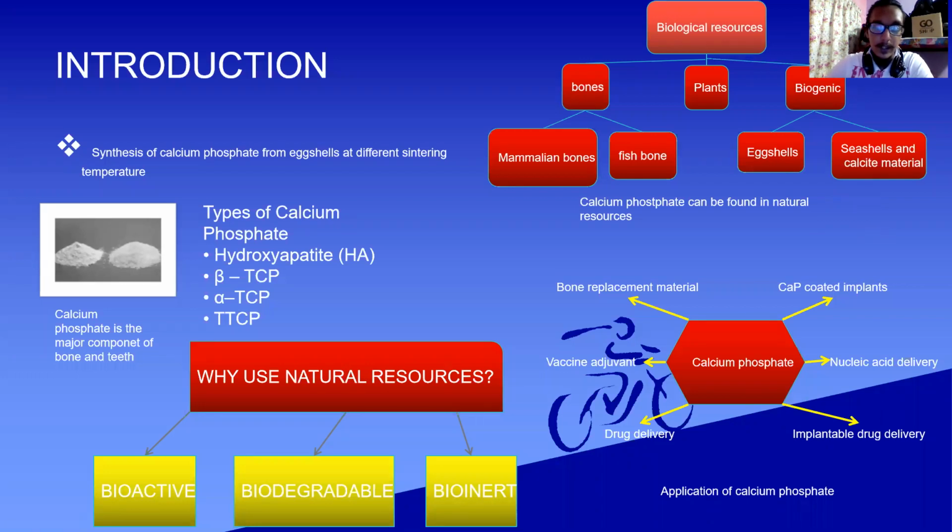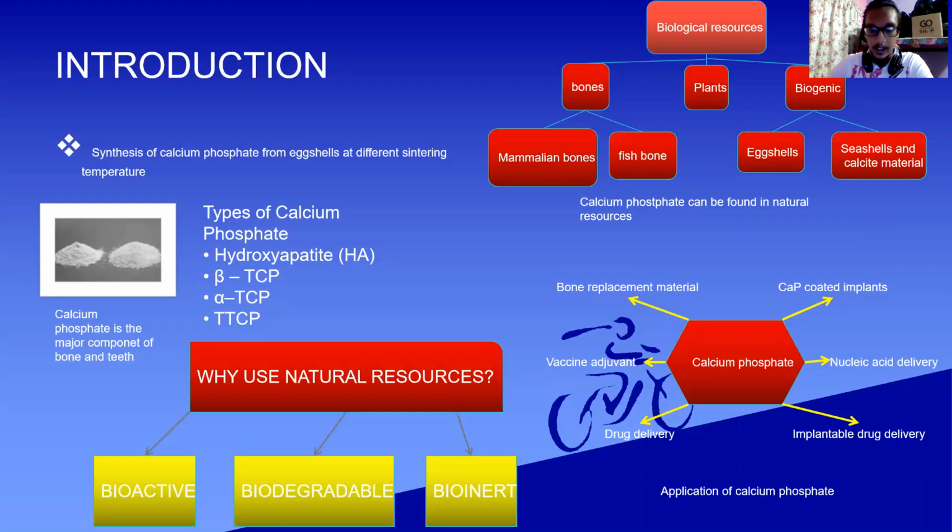So what is bioceramic? The bioceramic used in this project is calcium phosphate. So what is calcium phosphate? Calcium phosphate is the major component of bones and teeth. There are a few types of calcium phosphate, which are hydroxyapatite, which is the pure calcium phosphate, and also beta TCP, alpha TCP, and gamma TCP. So these are the types of calcium phosphate.